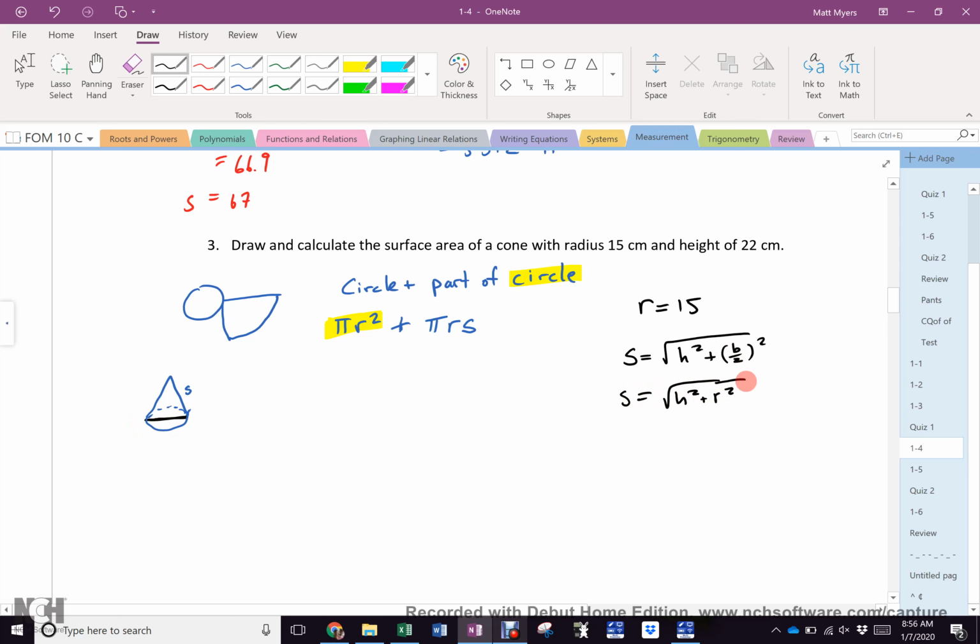Everybody with me? So what's going in for h right here? 22 squared. Plus, what's going in for r? 15 squared. And that will get me a slant height. What is it?